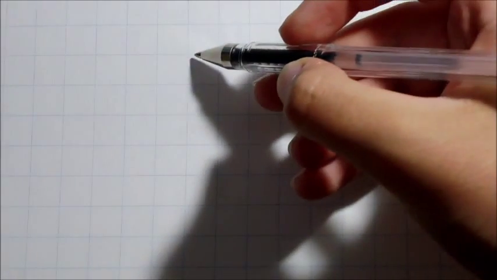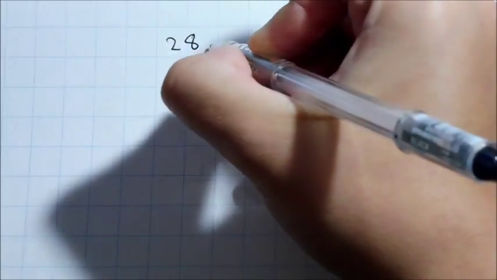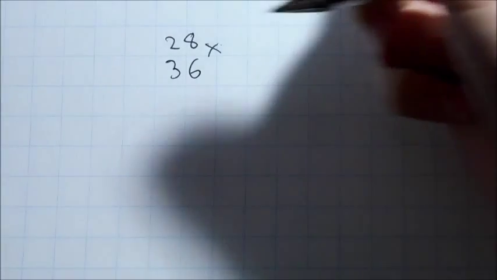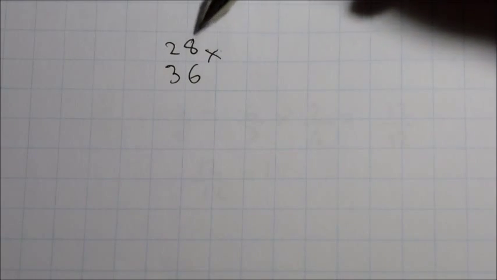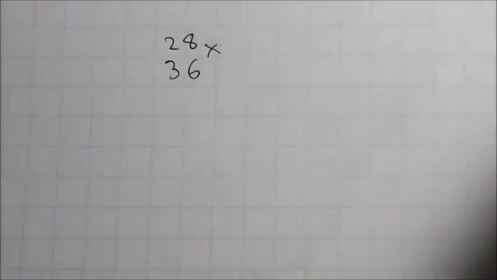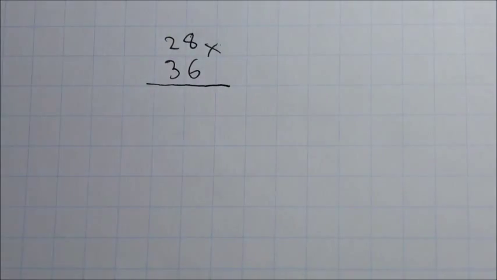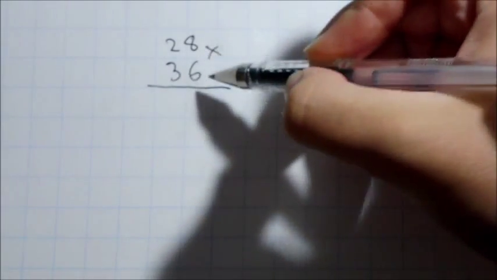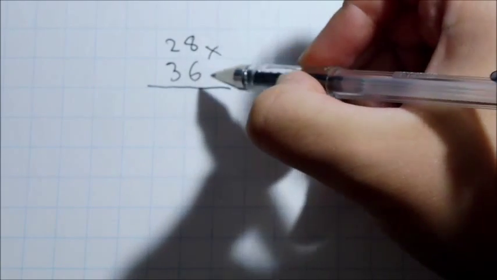So if you had, let's say you had 28 and you had to multiply that by 36. So this is what I was talking about. You've got one digit which is in the tens column, one digit which is in the units column. So you need to multiply these together. So what do you do? Well, first of all, you can start off with this 6 down here. So this 6 you need to multiply by the 8. So 6 times 8 is 48.